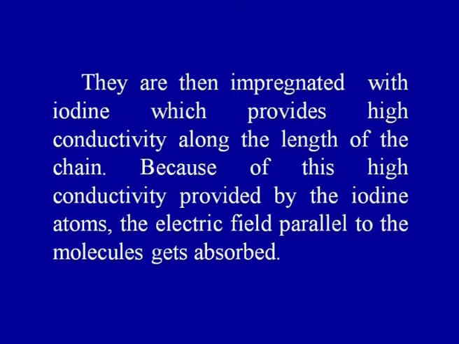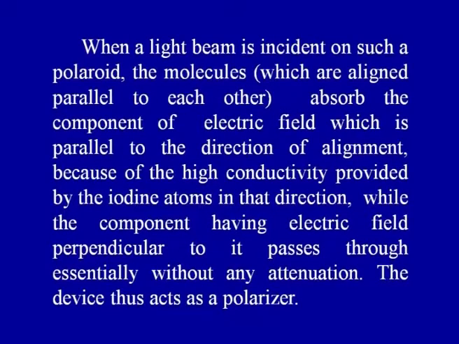They are then impregnated with iodine, which provides high conductivity along the length of the chain, along the longitudinal direction. Because of this high conductivity provided by the iodine atoms, the electric field parallel to the molecule gets absorbed. Essentially, along that direction, the substance will not sustain any electric field. When a light beam is incident on such a Polaroid, the molecules, which are aligned parallel to each other, absorb the component of electric field which is parallel to the direction of alignment because of the high conductivity provided by iodine atoms, while the component having electric field perpendicular to it passes through essentially without any attenuation. The device thus acts as a polarizer.